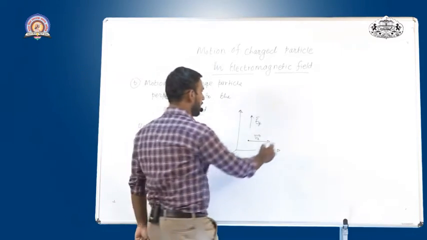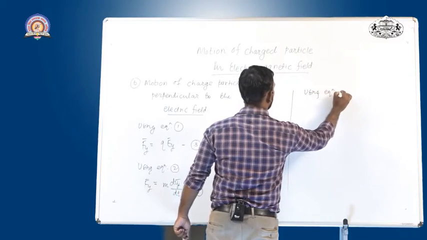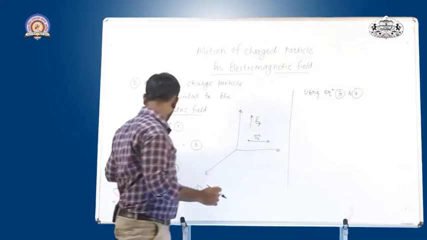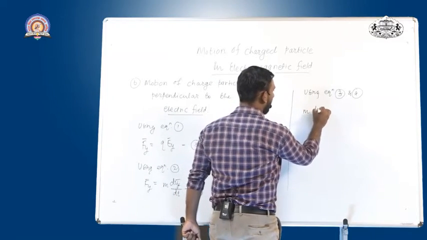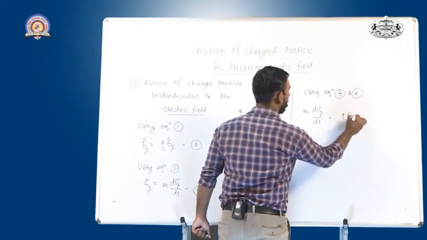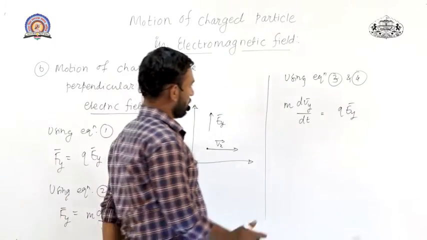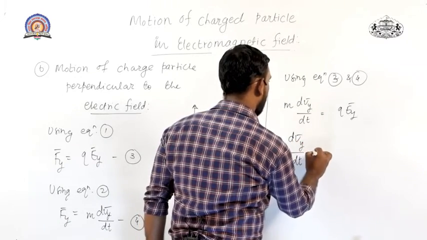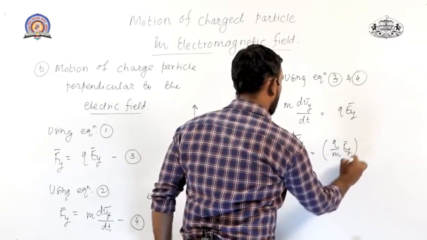Using equations 2, 3 and 4, if we equate equation 3 and 4, what do we get? m dvy by dt is equal to q into Ey. I equate equations 3 and 4 to get this equation. Restructuring this equation, dvy by dt is equal to q upon m Ey.